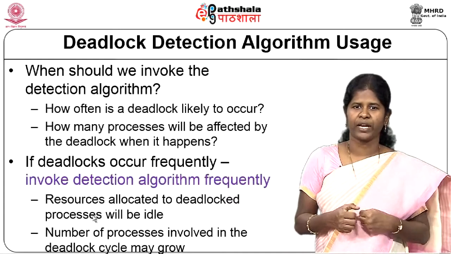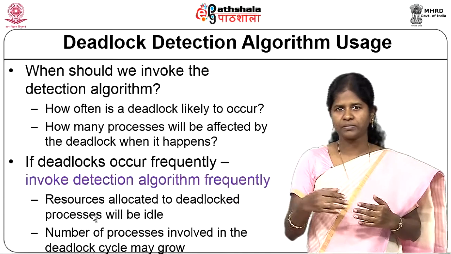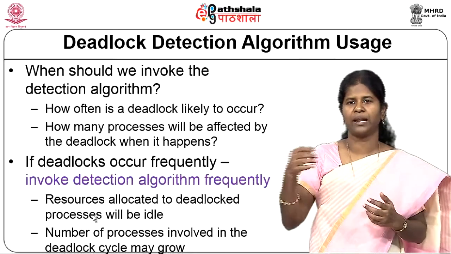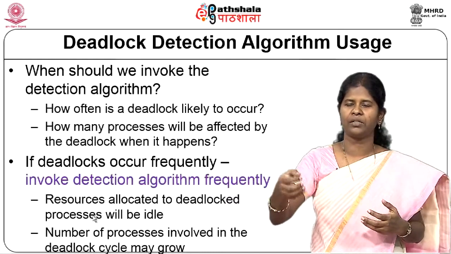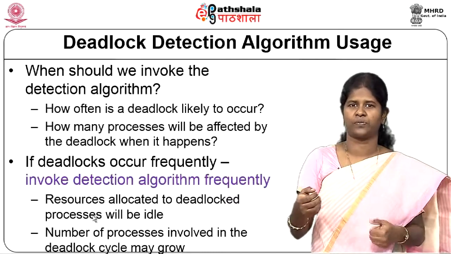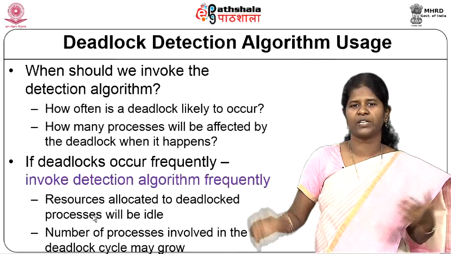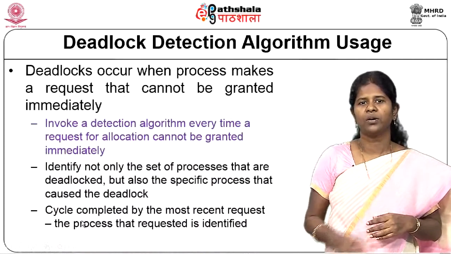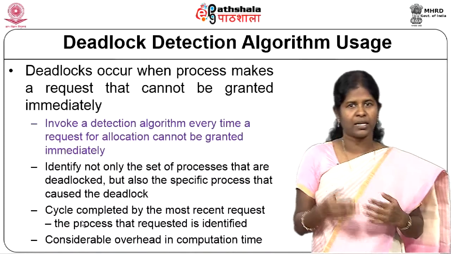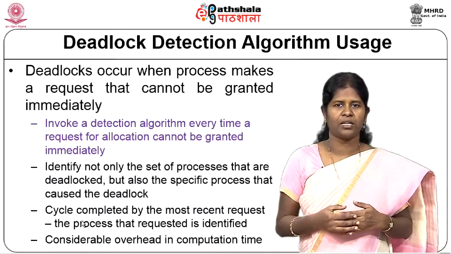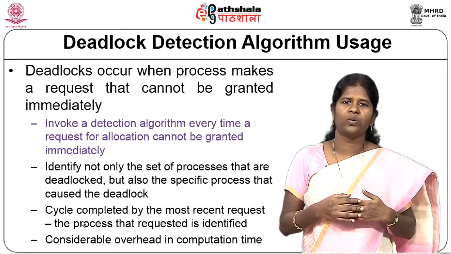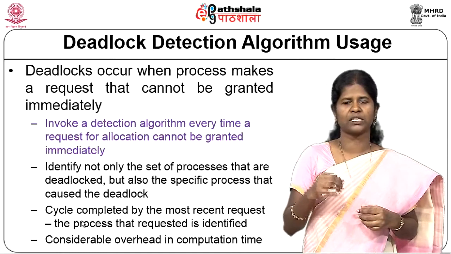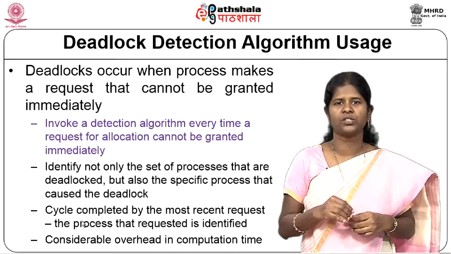So the resources will be idle, and in due course of time the deadlock will grow. This process is deadlocked, waiting for some resource held by another process, and in due course some other process will wait for a resource held by the first process, and so on, and the number of processes involved in the deadlock cycle will grow. Deadlocks can occur when a process makes a request and that request cannot be granted immediately. In this case, you can invoke the deadlock detection algorithm every time there is a request for allocation that cannot be satisfied.